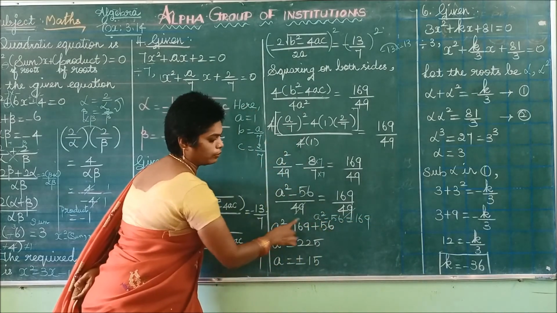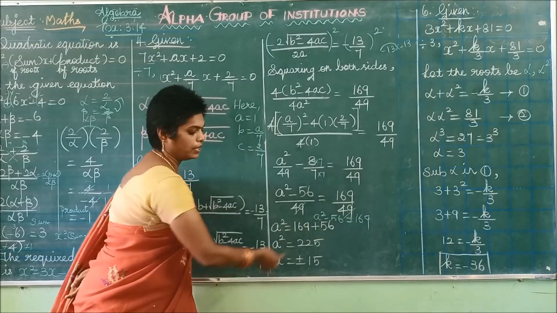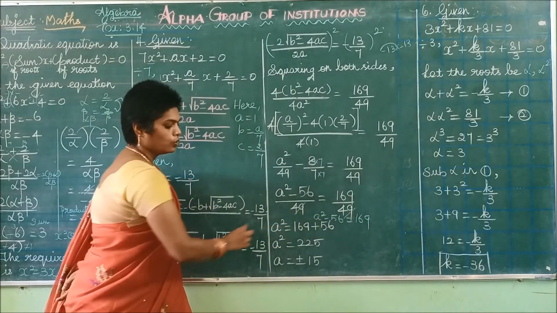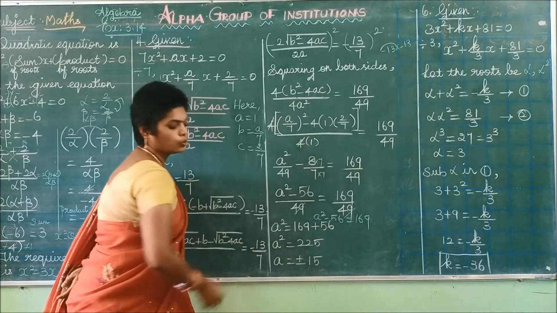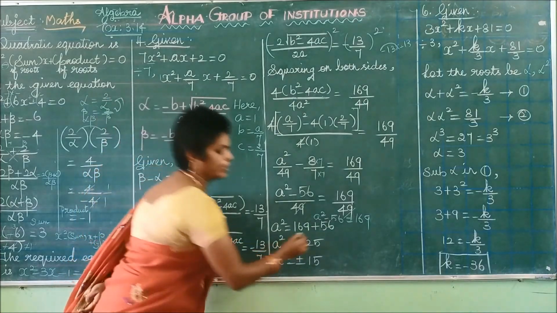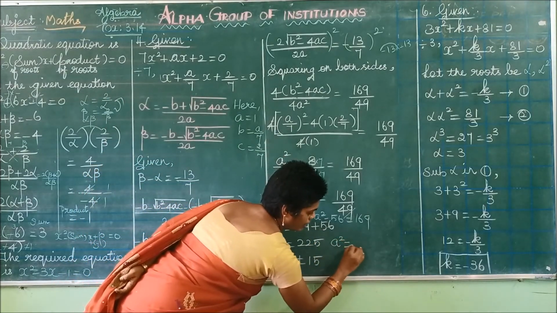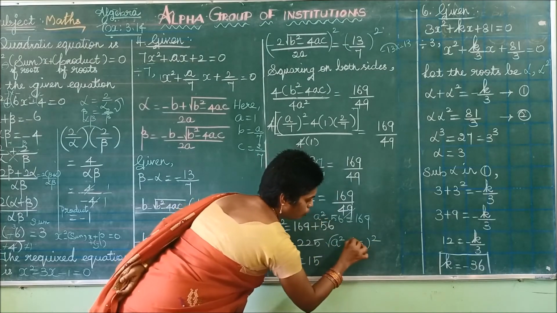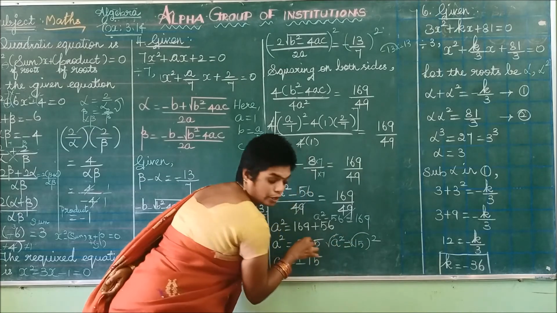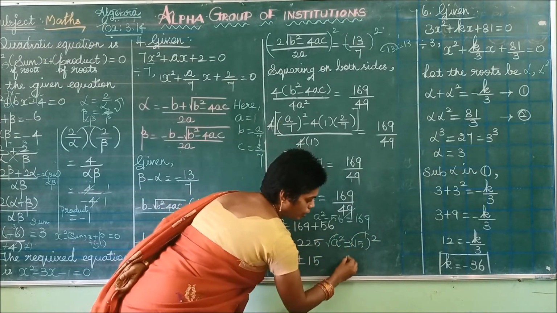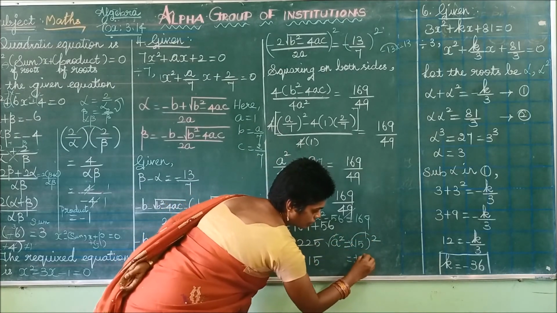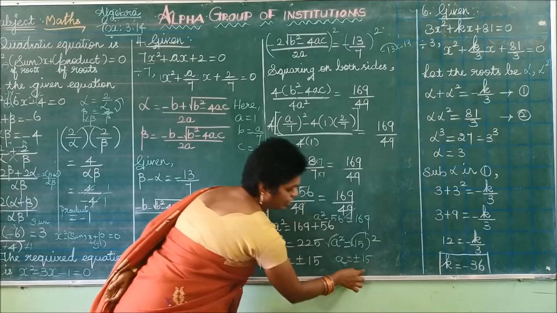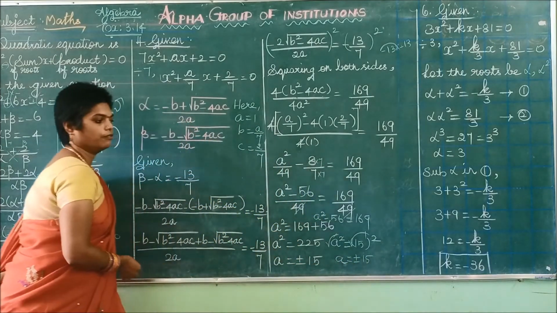You need a square only. Change 56 to that side, which means it comes as positive. So 169 plus 56 is 225. So it can be written as a square is equal to 15 squared. So take square root on both sides. The square and square root get cancelled. You can write this as plus or minus 15. A is equal to plus or minus 15.